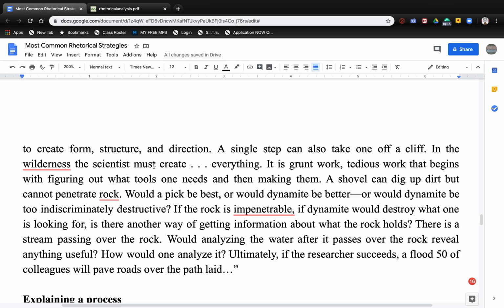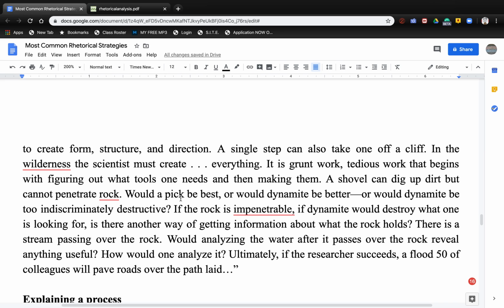In the wilderness, a scientist must create everything. It is grunt work, tedious work that begins with figuring out what tools one needs and then making them, and so on and so forth. A shovel, to dig up dirt. Then there is dynamite or not dynamite. Then how to go through the rock and all that.